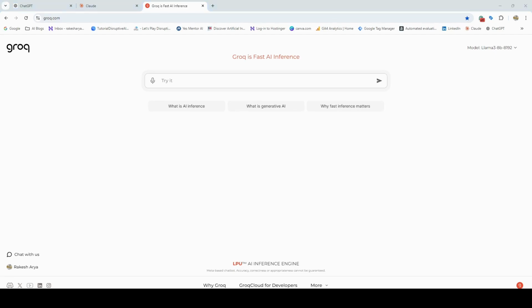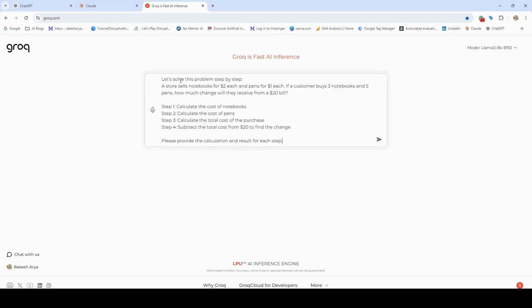Let me give the prompt here. Okay, so this is the chain of thought prompt. So I think you remember that the store sells these many notebooks at a price of this, and then we want to calculate at a bill of $20, how much we are getting back. So ideal answer, we know it should be 9, but we want to see what the step calculation it will give us. Okay, let me submit this on Grok.